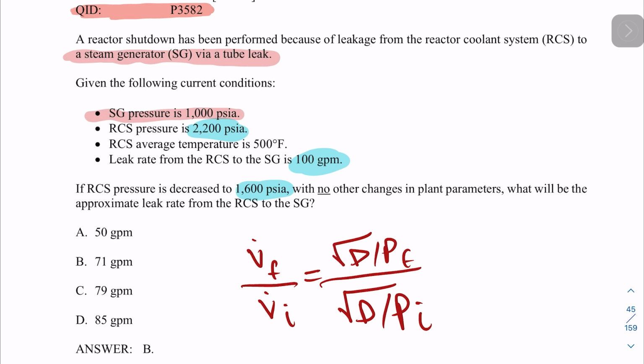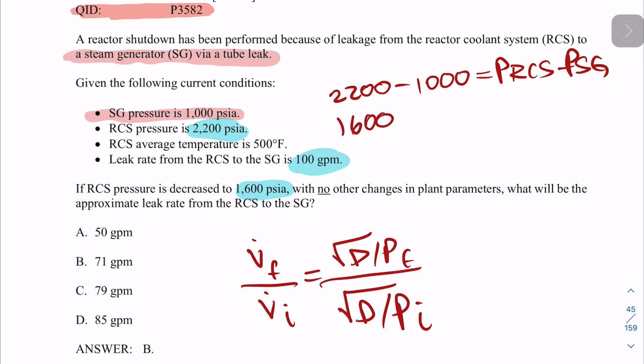So the only thing that we need to do is get the differential pressure between my RCS and the steam generator. The pressure of my RCS and the steam generator, and also the change, right? The change between the new RCS pressure and the steam generator, because we had a change, right? So this is the before and this is going to be the after.